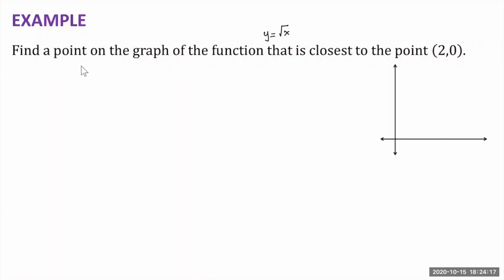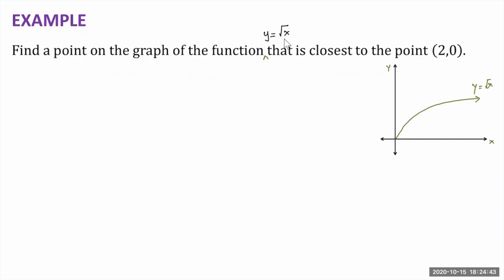Example: find a point on the graph of the function y equals square root of x that is closest to the point 2 comma 0. So first, let's draw the graph of the function y equals square root of x. That's my x-axis, that's the y-axis. So the graph of the square root function is like this, which is y equals square root of x.